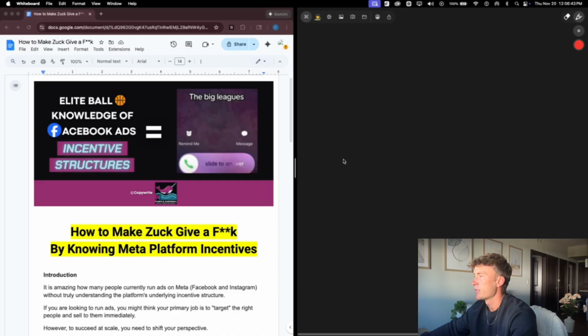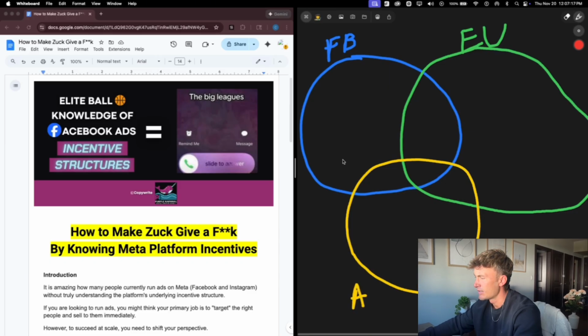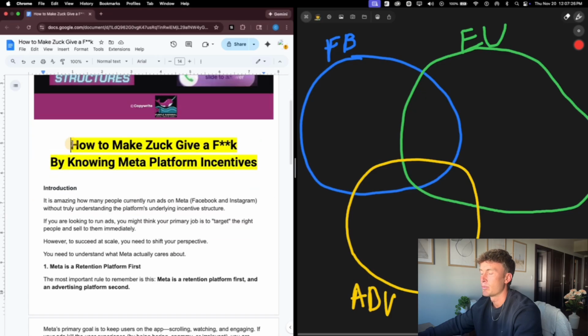So this is the Venn diagram. This will be Facebook. This will be the end user. And this will be us, the advertisers. So we'll just label them real quick. Facebook. Dude, it's hard to write on this. We'll do end user. It looks like Europe, and then ADV, so advertiser. All right, so basically let's get into it. How to make Zuck give a fuck by knowing Meta platform incentives.